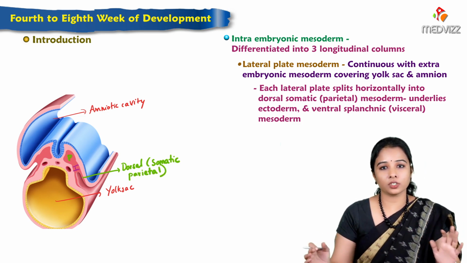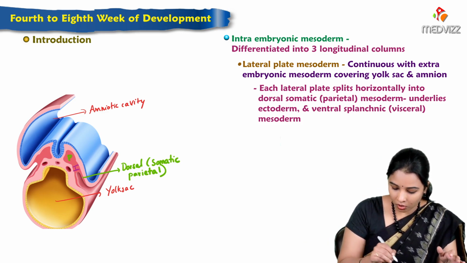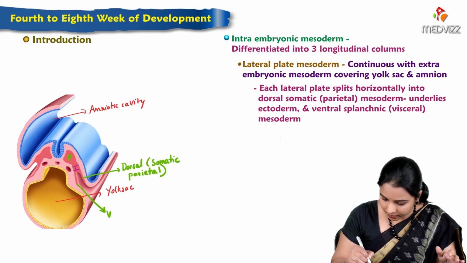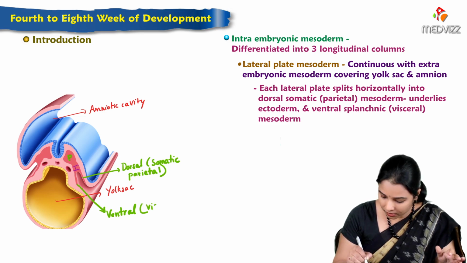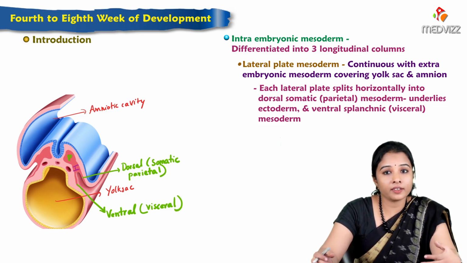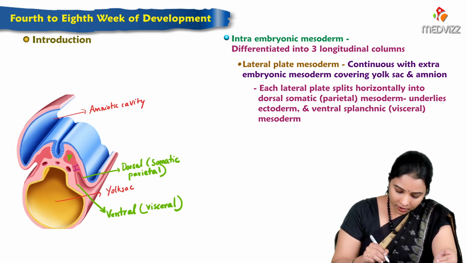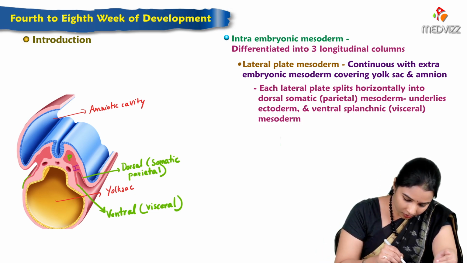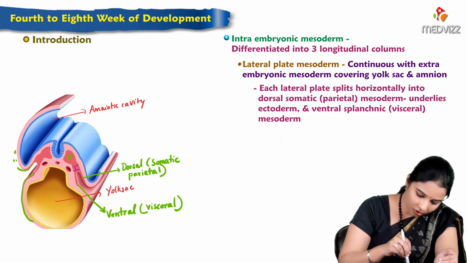Parietal means body wall, so it is associated with the body walls. Whereas the ventral, which continues along the yolk sac, forms visceral mesoderm. So that is about this lateral plate mesoderm. Visceral is otherwise called splanchnic mesoderm, which overlies the endoderm. So it is continuous here. We can see on the other side also it is continuous along the endoderm. Whereas the parietal goes along with the amniotic sac onto the dorsal side.